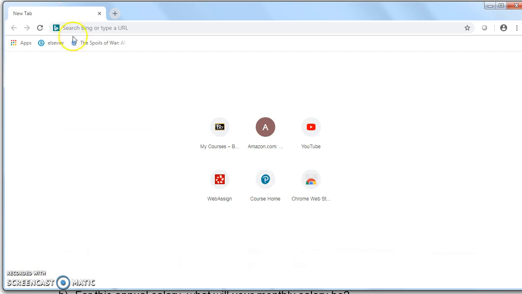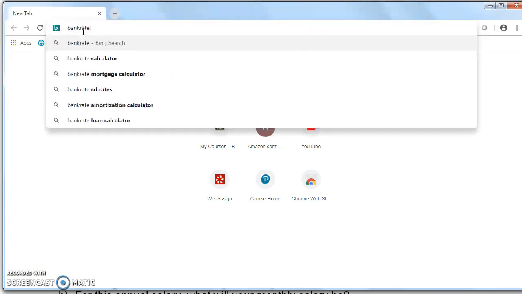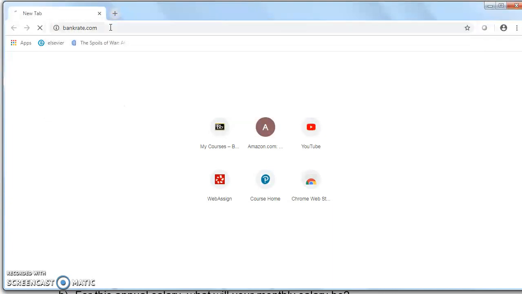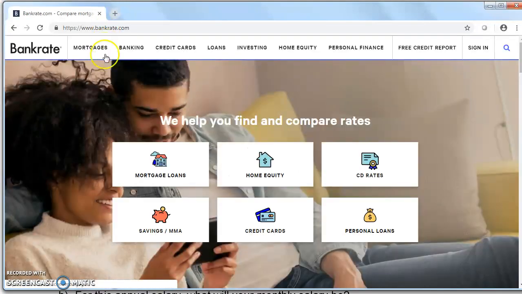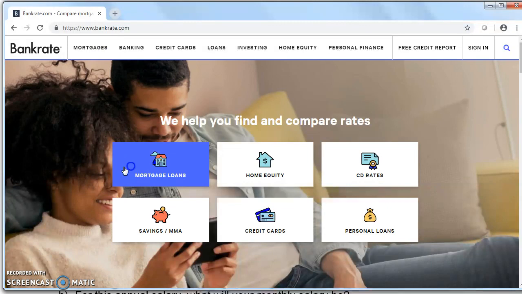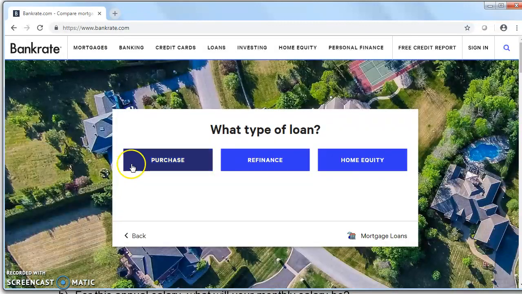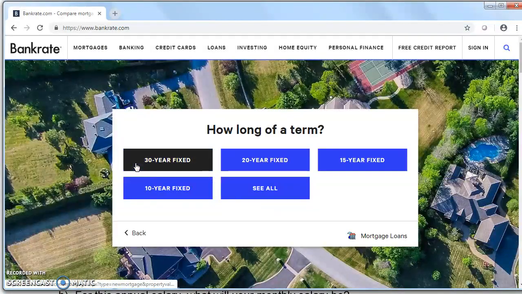My favorite website to go to find currently offered APRs is bankrate.com. So when I go to bankrate.com, I can see that I have options, and I want to choose the mortgage loan option, and it is for the purpose of purchasing a home.